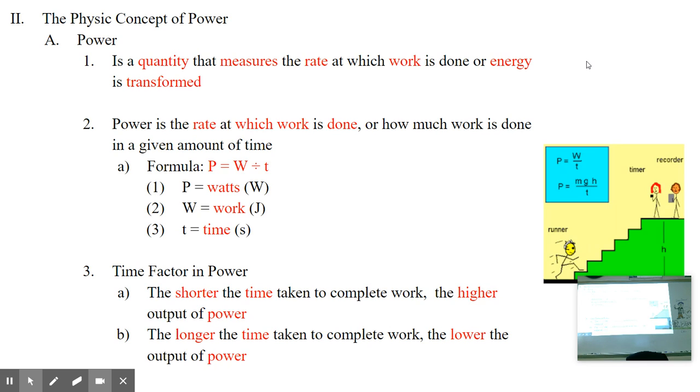So time is a major factor in the amount of power of an object. The shorter the time taken to complete the work, the higher the amount of power. And so, on the flip side, the longer the time to complete the same or a certain task, the less amount of power.